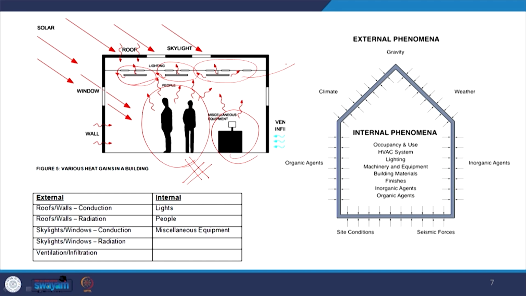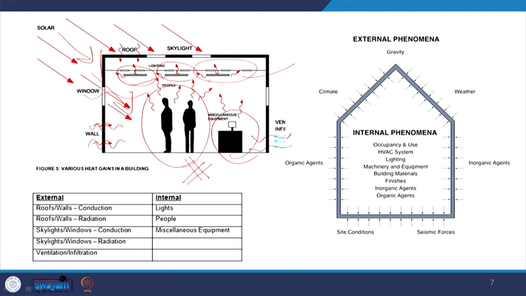In addition to this, we have a lot of heat gain from the outdoors. Now, this is through conduction, convection and radiation. There is direct solar radiation which is entering the building and falling onto the surface. There is heat gain through conduction, and there is heat gain through convection because of ventilation and infiltration. So, all of this is contributing towards a lot of heat gain.